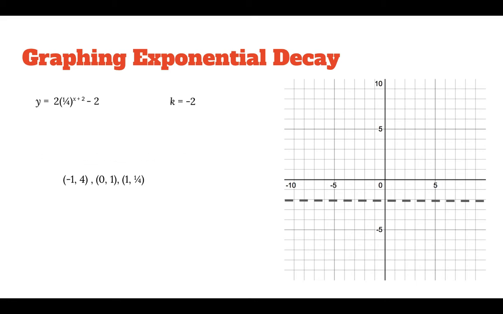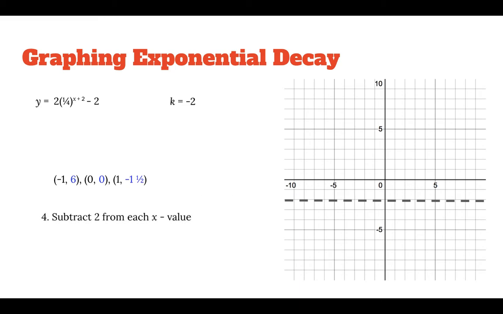Step 3, multiply my y values by 2. Now you might notice that I have a 2 in my A position of the exponential function. After I multiply by 2, then I'm going to subtract 2 because of the -2 in the K position. I apply those changes, and those numbers now change to 6, 0, -1.5.